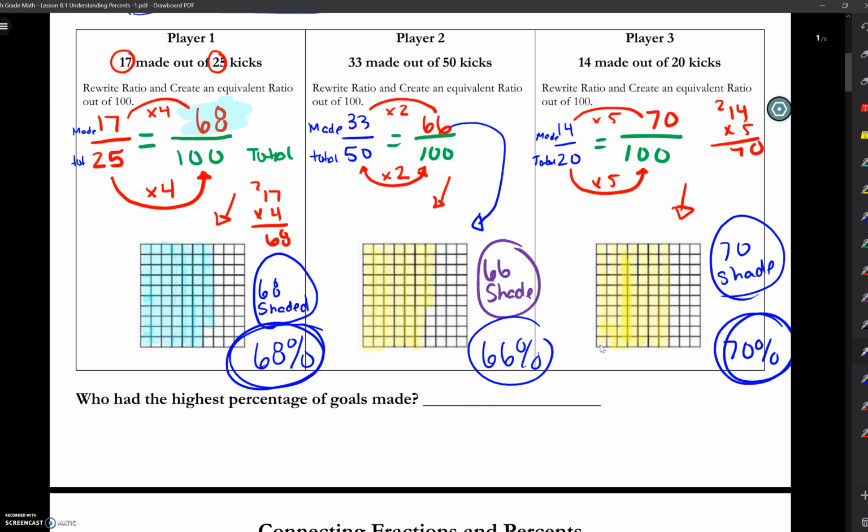Now, we want the bigger number. So who had the highest percentage? It was player 3 with 70%. That means 70% of the time he will make the goal.